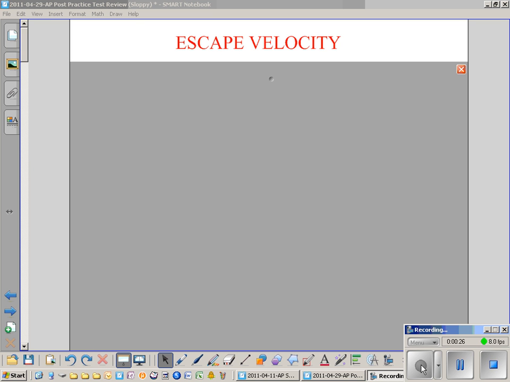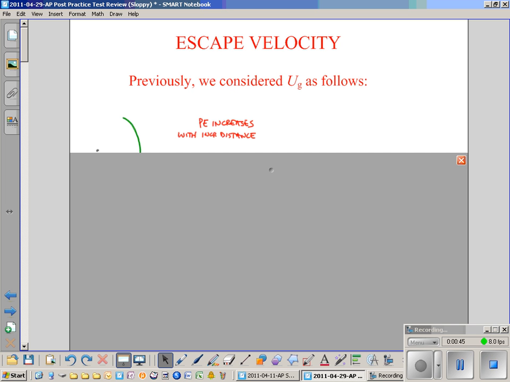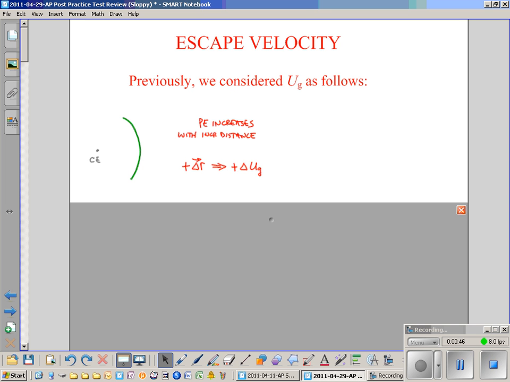All right, when we're talking about escape velocity, let's first make it clear what we're talking about. By the way, I'm going to do this in several parts since it's going to take a few minutes, so I'll have several small files to look at instead of one huge one. So basically, when we're talking about escape velocity, what do we mean? Let's take a look at a little diagram here.